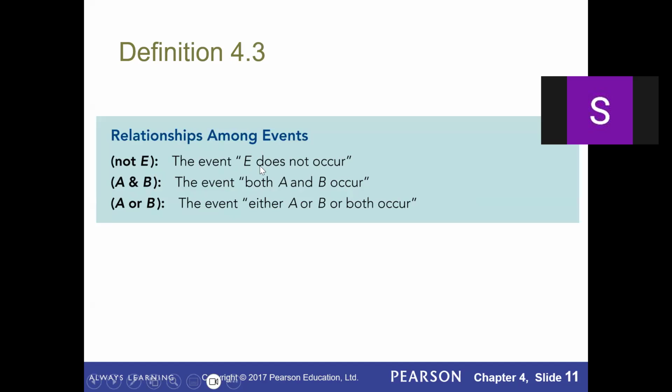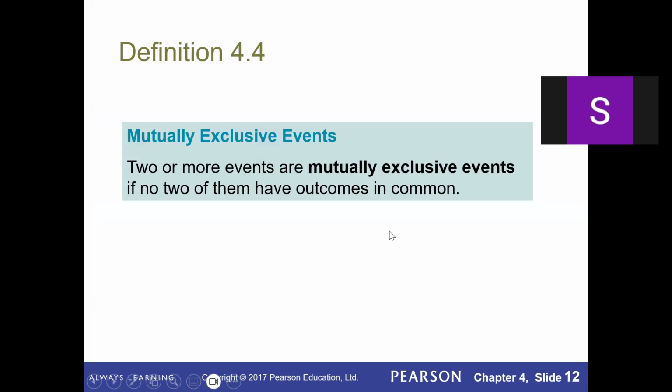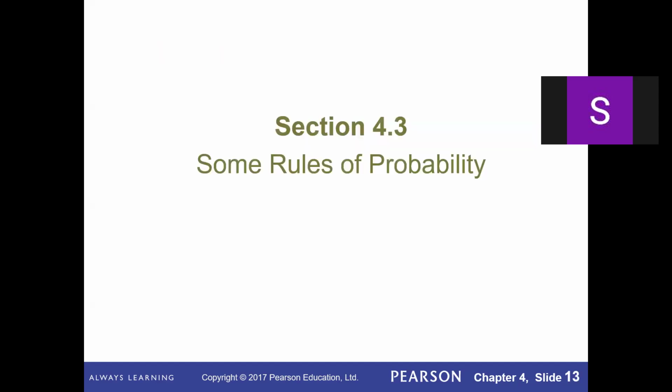Not E means the event that E does not occur. A and B is an event which means both A and B occur. A or B is an event which means either A or B or both occur. So what are mutually exclusive events? Two or more events are mutually exclusive if none of them have outcomes in common.